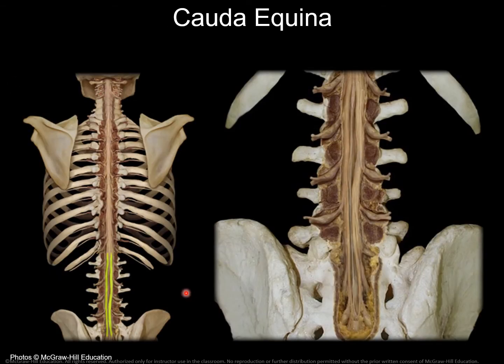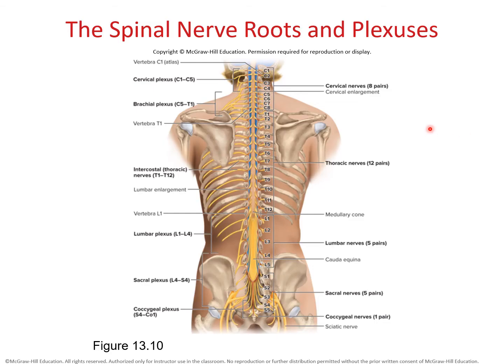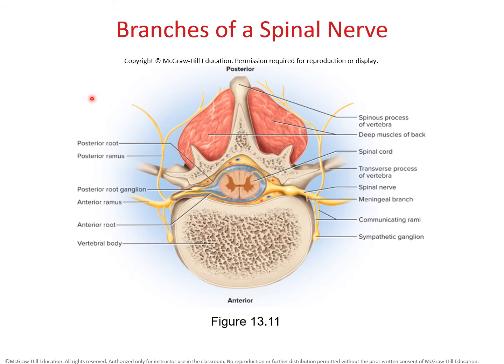And then this pic is showing you the cauda equina, which is formed from the roots that come from L2 to CO1. This pic is showing you all of those spinal nerves. We haven't talked about plexuses yet, but we will. You've been asked to label this pic, and we are going to talk about some of the structures.